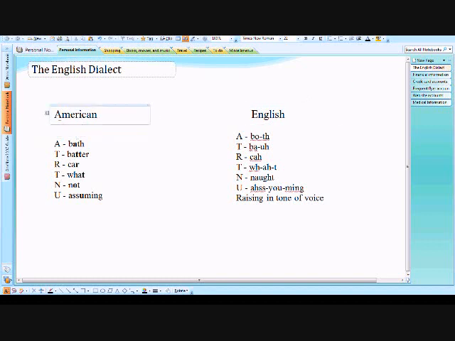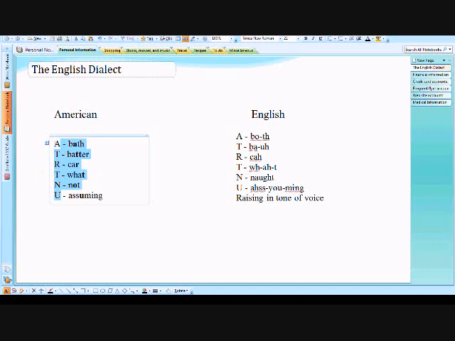The American accent is over here, and we see the English accent over here. Hold on, let me highlight this. There we go. This is the way that you would typically pronounce these vowels of these letters in the American accent, and how you typically pronounce them in the English accent, only it's sounded out.